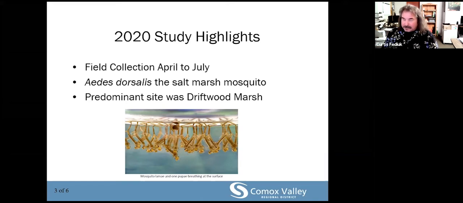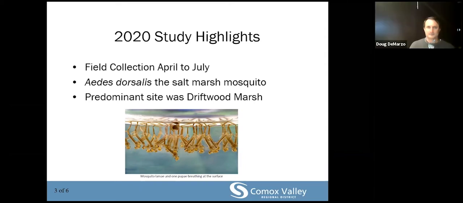As you see here on the chart, Aedes dorsalis is the salt marsh mosquito. That's the predominant larvae that we found when we were looking around. They seem to be concentrated. Obviously, they need salt water. They were concentrated in the driftwood marsh, which is what we've called this area. And it extends from Ken Whittington's all the way back up under the pedestrian bridge till it reaches the headwaters, where it gets filled a little bit by seepage out of the properties up at the north end. There's also a smaller secondary marsh near the Pacific Playgrounds area. As I mentioned, that's where most of the larvae are.